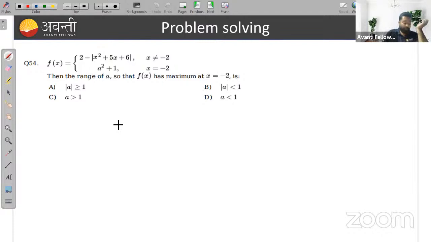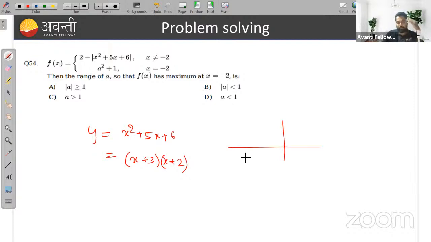The given function is f of x is equal to, when x is not equal to minus 2, the function becomes x square, 2 minus x square plus 5x plus 6. Okay, so first I'm taking y as x square plus 5x plus 6, and I'm trying to factorize it. I'm getting x plus 3 into x plus 2. So try to draw the graph of this. What type of parabola will you get? This point is minus 3, and this point is minus 2. Then you will get a parabola like this. Yes or no?